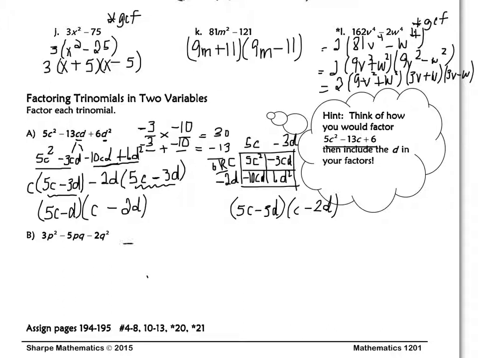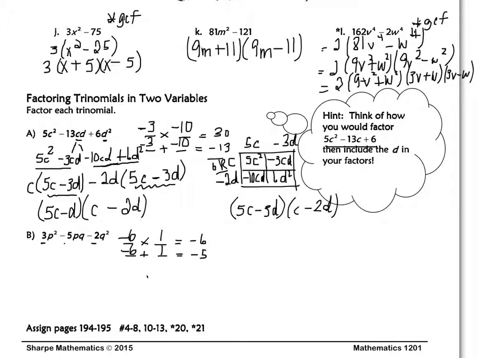Okay, so the last one there is basically the same type of thing. If you ignore that q, you still have that form where the first one has a p squared, the last one has a q squared, and the middle one has a pq. So if there are two numbers that multiply to give you 3 times negative 2, which would be negative 6, and add to give you negative 5, then this is factorable. So what two numbers multiply to give you negative 6 and add to give you negative 5? That would be negative 6 and 1.